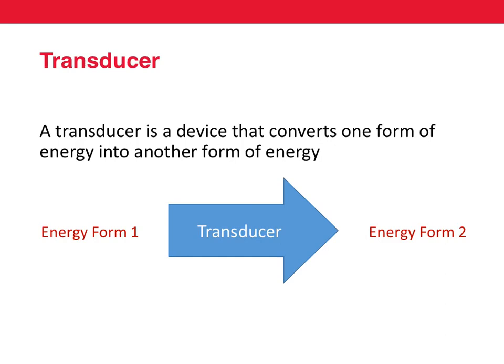So first of all, what is a transducer? A transducer is a device that converts one form of energy into another form of energy. In real life, you can think of many transducers. For example, a fan converts electrical energy into mechanical energy. You could think of a light bulb, which converts electrical energy into light energy. You could think of solar cells, which convert the radiation of the sun into electrical energy, and so on and so forth.